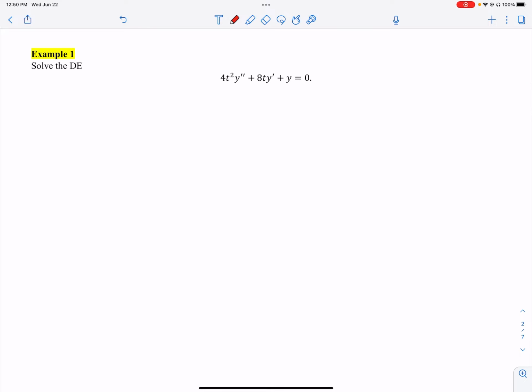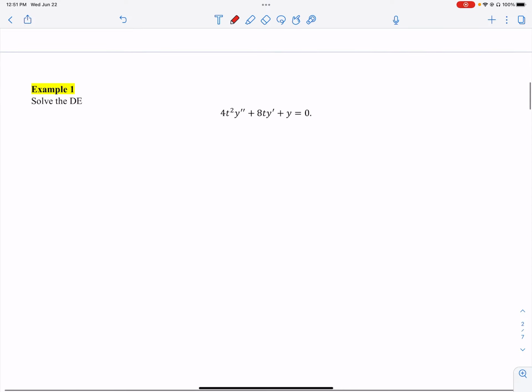Example 1 here. First thing, it's linear, right? Y, second derivative, first derivative, 1y, there are no other y's. No y squared, it's nothing weird. And then also, 4t squared, 8t, no t. Sorry for the zoom there, it does that sometimes with my palm. This is a Cauchy-Euler DE.